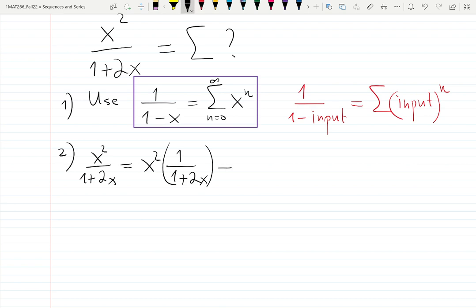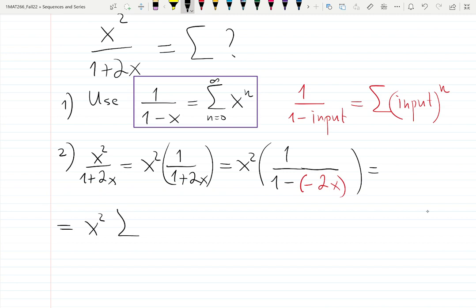So I do this very common trick, x squared times 1 over 1 minus, and now my input is minus 2x. From here, the sum shows up right away. Use the formula: x squared, sum, where the input is minus 2x, to the n. I'm going fast because that's not new. We did it last time. But I want to do something important right now.